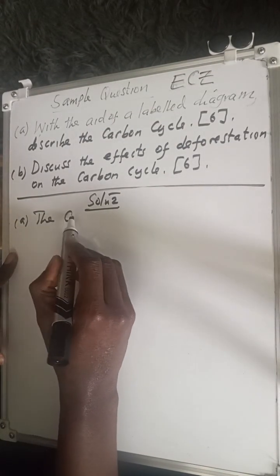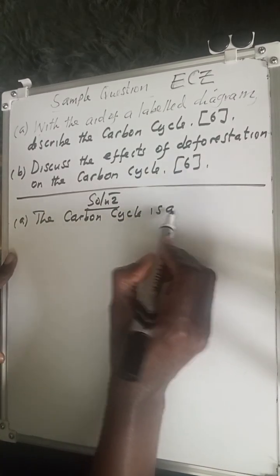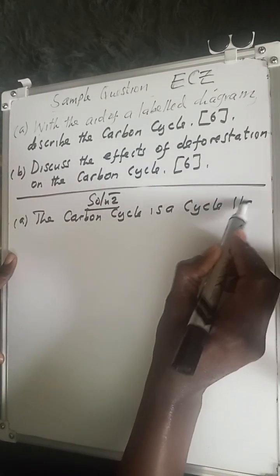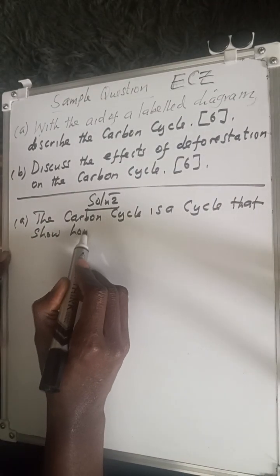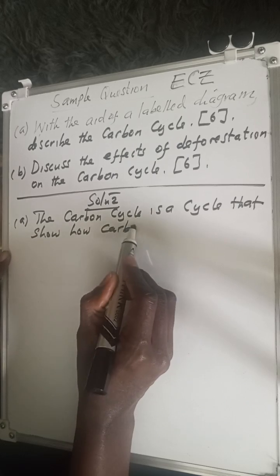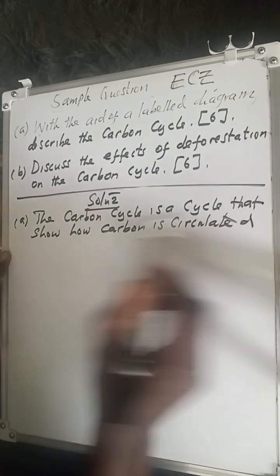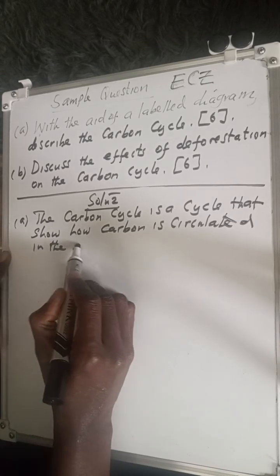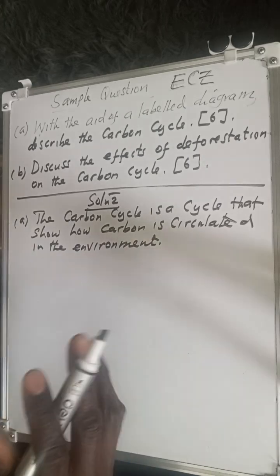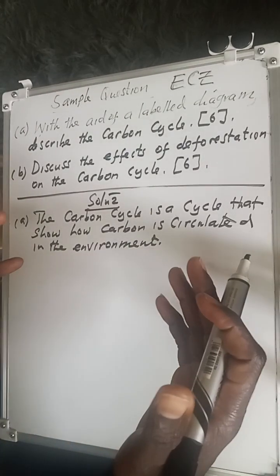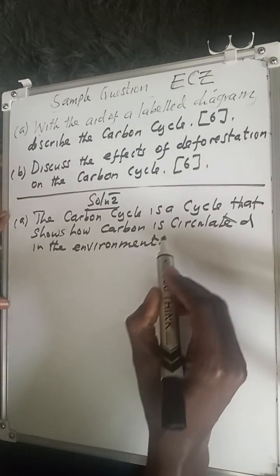So I can say the carbon cycle is a cycle that shows how carbon is circulated in the environment. So like we said, the various parts where carbon is actually found in the environment. So the carbon cycle is a cycle that shows how carbon is circulated in the environment.